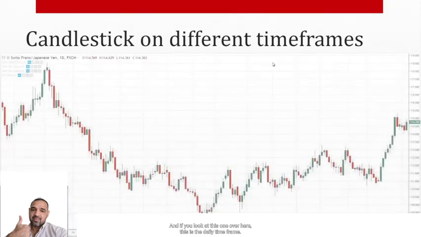And if you look at this one over here, this is the daily time frame. See this over here, 1D, means daily, right? This means that every single bar is printed after a day. Okay, so Monday there will be a bar, Tuesday there is 1 bar, Wednesday there is 1 bar, and so on. So this is how candlestick patterns can form on different time frames.